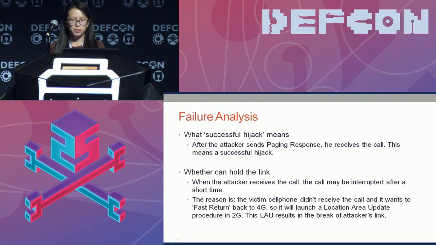After we tested and analyzed, the major reason we found causing this issue is the fast return procedure. The chipset manufacturers implement fast return in different ways. When a victim cell phone receives a paging message but doesn't receive this call, it may launch a location area update procedure in 2G. And this action will finally lead to the interruption of our hijack link.